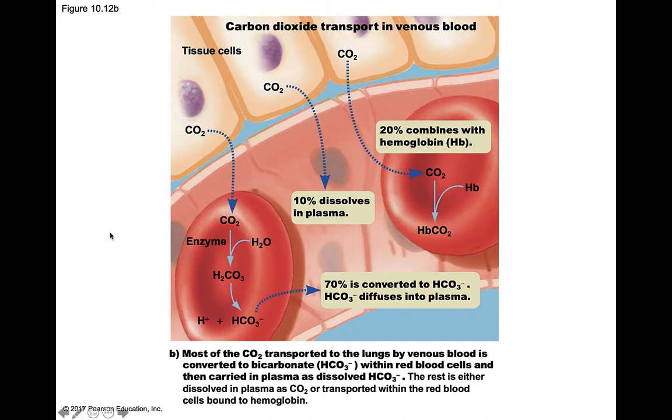Now here we can see what's going on. A little bit, that 10%, is dissolved in plasma. We'll see 20% bound to the hemoglobin molecule. But notice what happens here. This accounts for 70%, and the conversion occurs within the red blood cells. So CO2 in the presence of water, and this enzyme here is carbonic anhydrase. That's the enzyme. And what we find here is carbonic acid, a weak acid that dissociates into hydrogen ion and bicarbonate ion. And it's the bicarbonate ion that diffuses into the plasma and accounts for the majority of all CO2 transport.